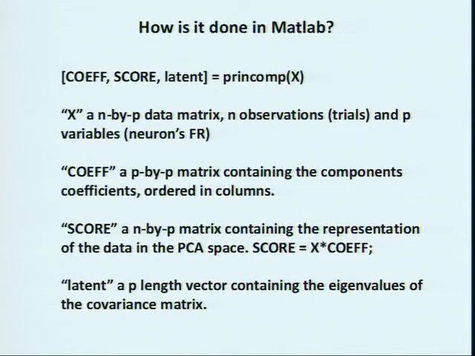This is like the hard way. The easy way is to do it using Matlab. We all know we're all using Matlab. Matlab has a function that does it. So this is fantastic because we don't have to deal with the details.